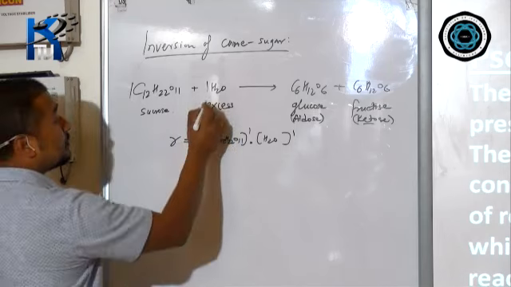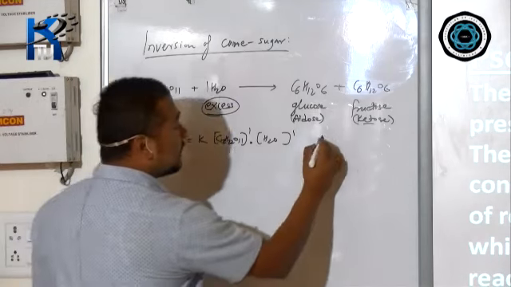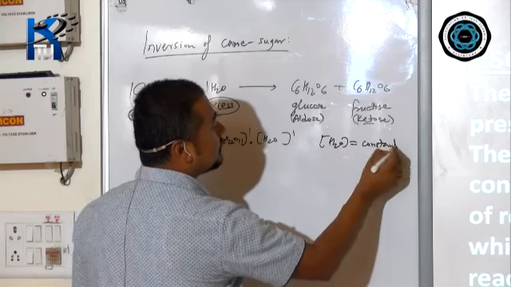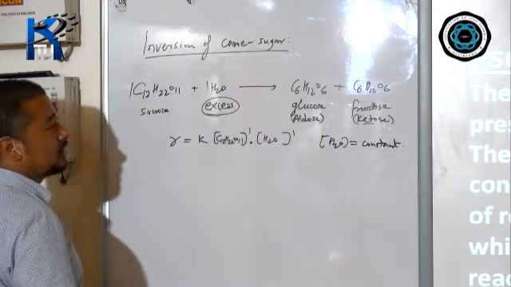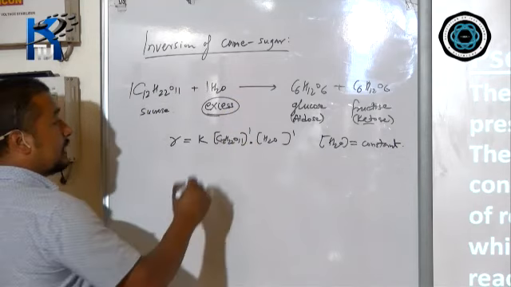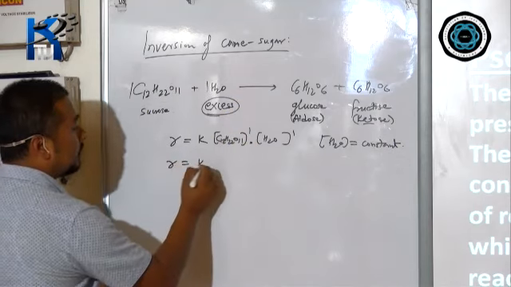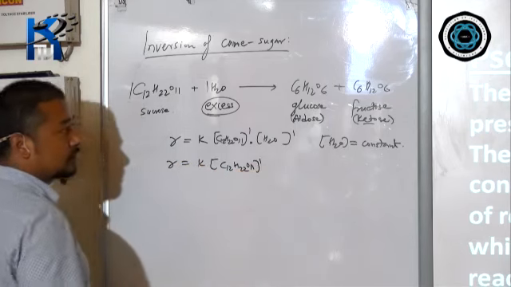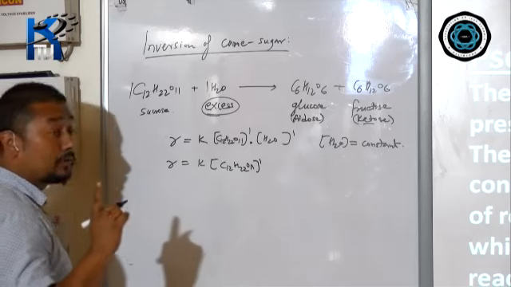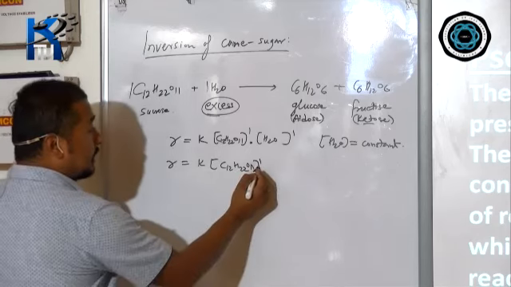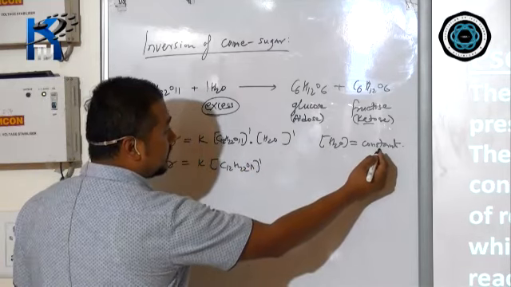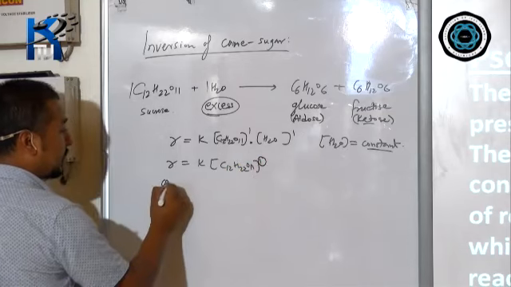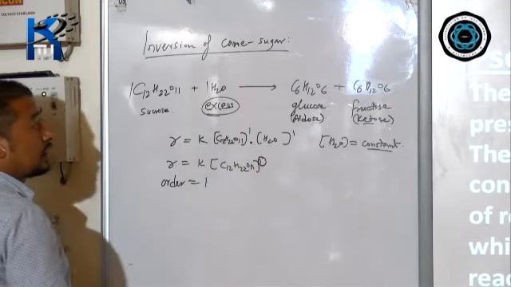Now, in this reaction, since water is present in excess amount, we consider its concentration as constant. Since water is present in excess amount, we consider its concentration as what? Constant. Therefore, this rate will not depend upon water concentration. It will depend only upon the concentration of what, students? Sucrose. Not water, because water concentration is more, so it is considered as constant. Now, the power here is 1, therefore, the order of this reaction is 1.